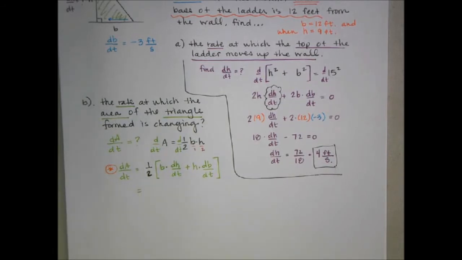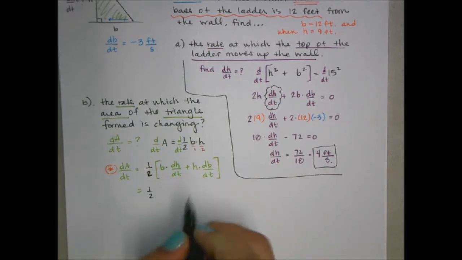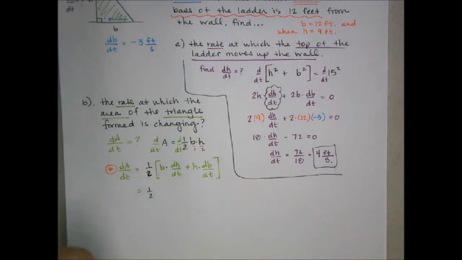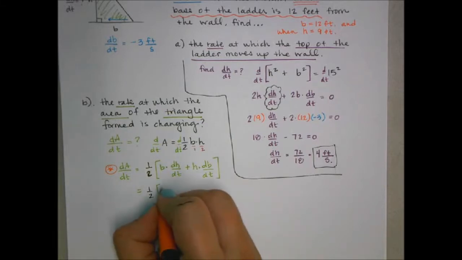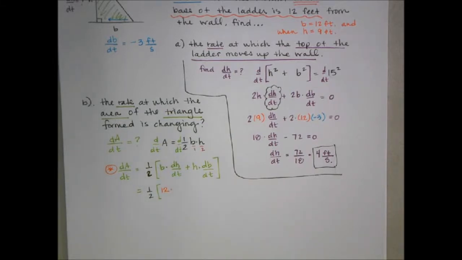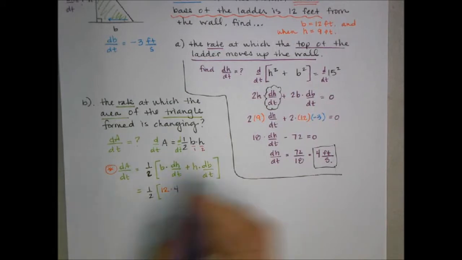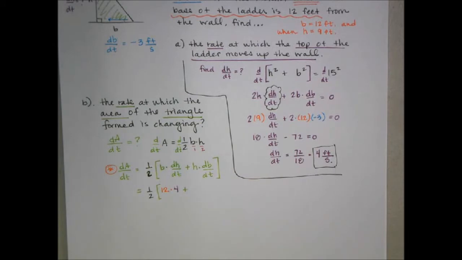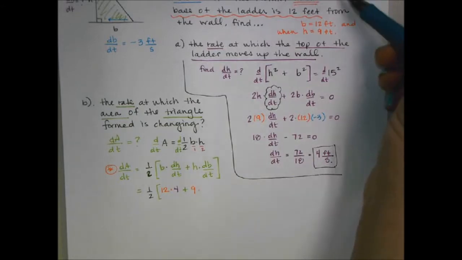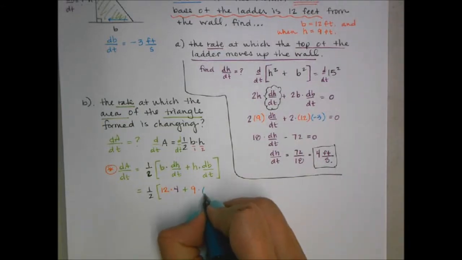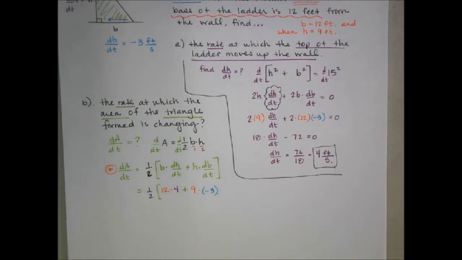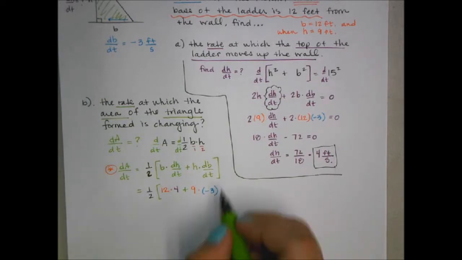So we have that 1/2 out front, and we have the values we're looking for here. So B was 12, dH dt we just found was 4, plus H, which was 9, part of the when statement that we had to figure out. dB dt was given information in the problem statement, -3. Okay, and we just want to simplify all of this here.